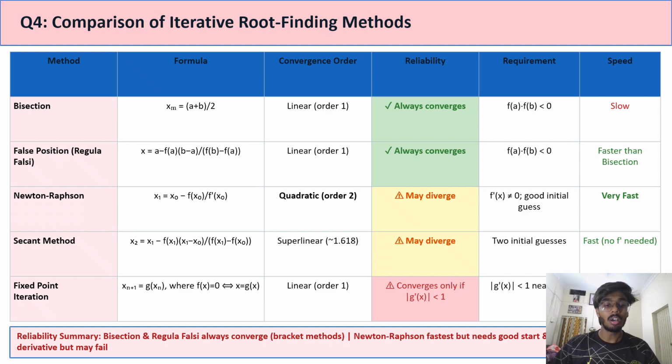And at last, we have the fixed point iteration method, which has linear order of one convergence. It converges only if the mod of g dash of x is less than 1. It's not guaranteed. Reliability summary: bisection and regula falsi will always converge. Newton-Raphson is fast, but only if the initial guess is good. And at last, secant and fixed point iteration may fail to converge.